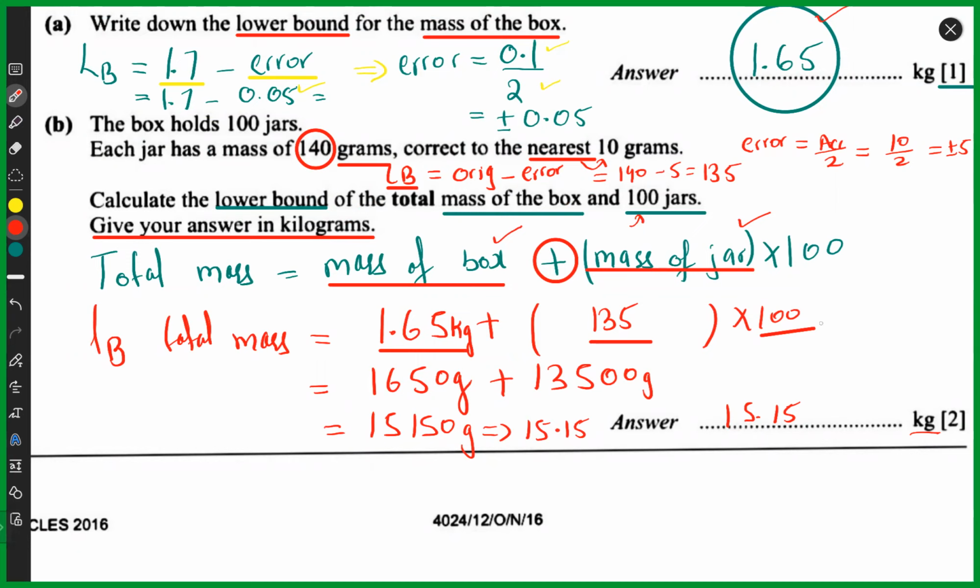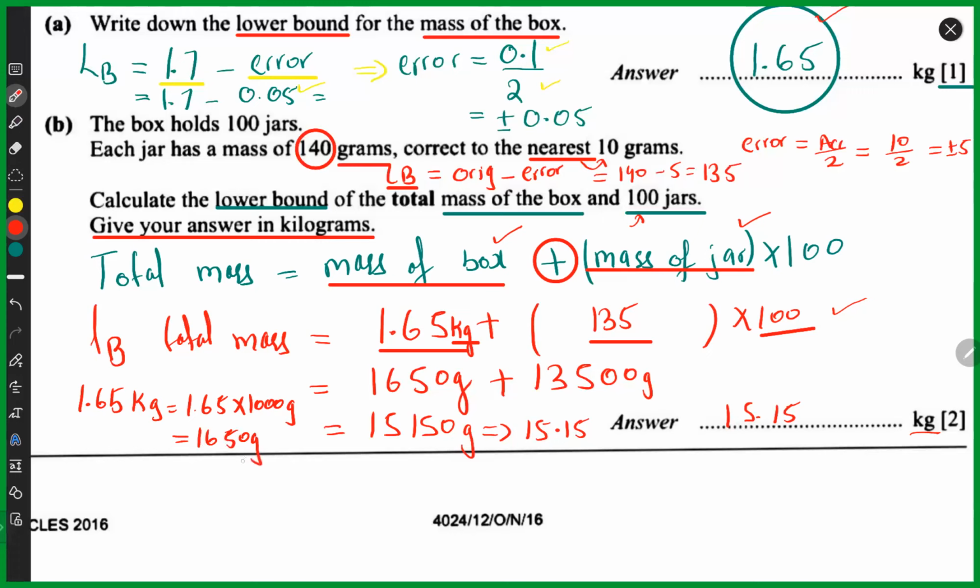Now I can't add things directly when one quantity is in kgs and the other quantity is in grams. I need to have all the quantities in the same units. So 1.65, when I convert kgs to grams, I multiply by 1000. So 1.65 kgs is equal to 1.65 multiplied by 1000 grams. And this gave me 1650 grams.